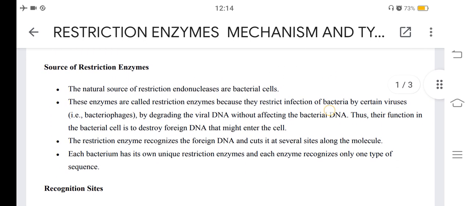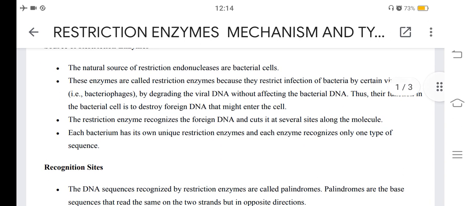Source of restriction enzymes. The natural source of restriction endonucleases are bacterial cells. These enzymes are called restriction enzymes because they restrict infection of bacteria by certain viruses, bacteriophages, by degrading the viral DNA without affecting the bacterial DNA. Thus, their function in the bacterial cell is to destroy foreign DNA that might enter the cell.